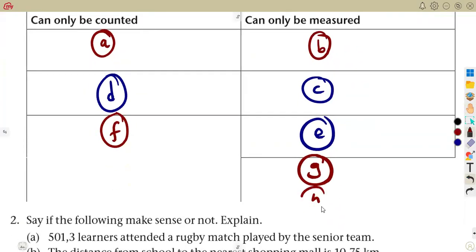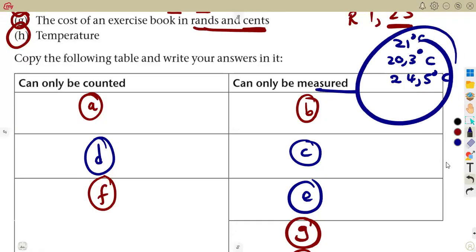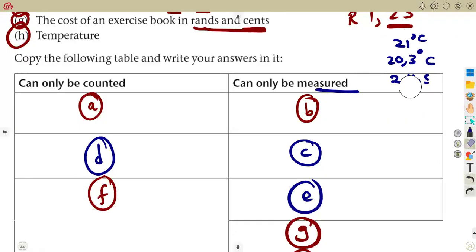So H was under measured. That's why temperature can be at 20,3 degrees Celsius. It can be at 21 as a whole number. It can be a decimal. So that's being measured. Decimals are also accommodated.